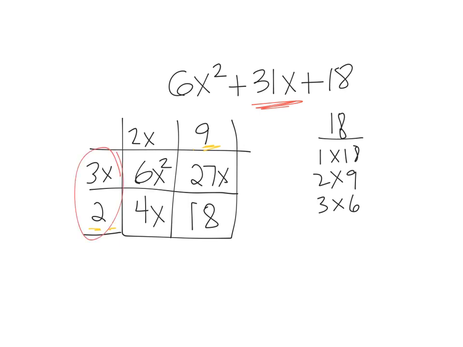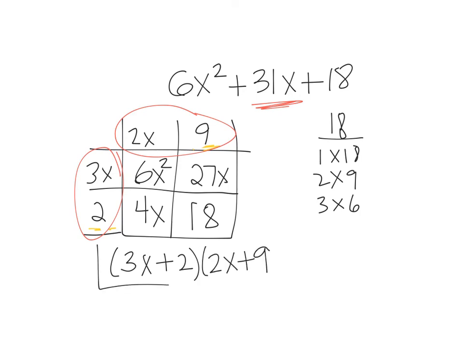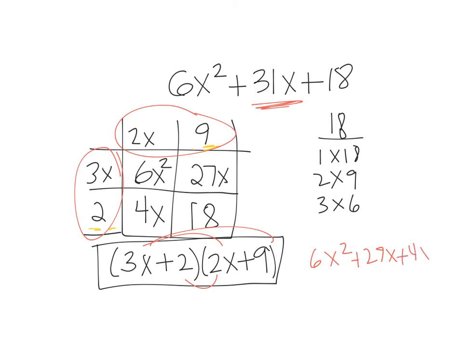So I found my answer. And like I said, once you get a little bit better at this, you can do some of this guessing and checking in your head. And there we go, there's my answer. And I multiply it out with my arrows and stuff. That's 6x squared plus 27x plus 4x plus 18, which is 6x squared plus 31x plus 18. Great, so I got the right answer.